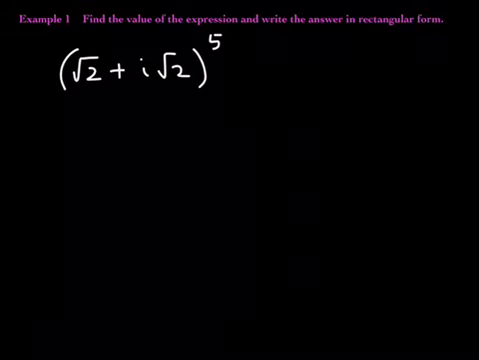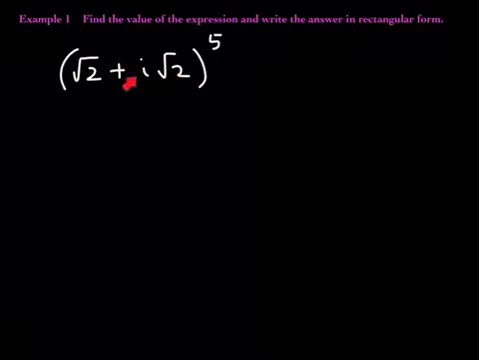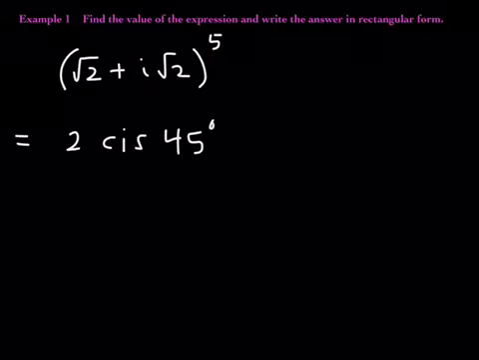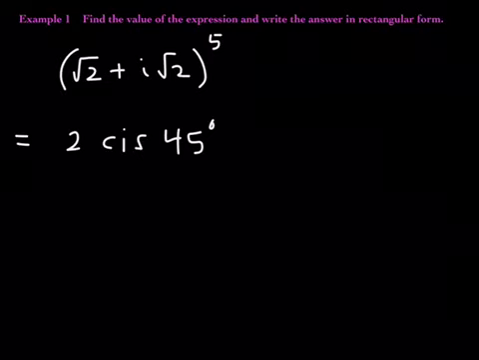This would be so much easier if this complex number was written in polar form and then raised to the fifth power using De Moivre's theorem. So the first thing I'm going to do is convert this to polar form and then raise it to the fifth power. From earlier lessons, we learned already how to convert this to polar form. Remember, you need r and you need theta. So it would convert to 2 times cis 45 degrees.